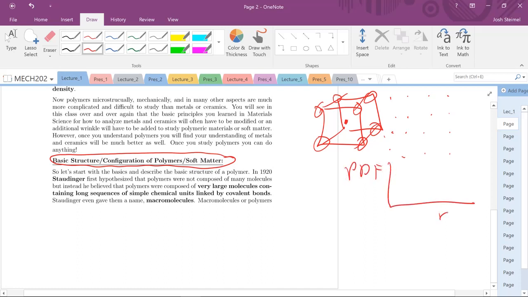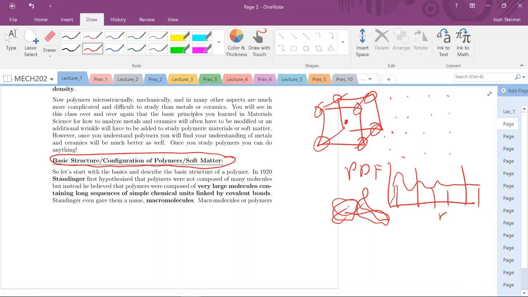But for polymers, if you look at the PDF, hopefully you remember this from material science, for metals you see these spikes, long-range order. For polymers you see these undulations and they drop out. So we have short range order, but not necessarily long range order for polymeric materials, because there are these long chains, and they adopt these different arrangements. We're going to talk about it right now.